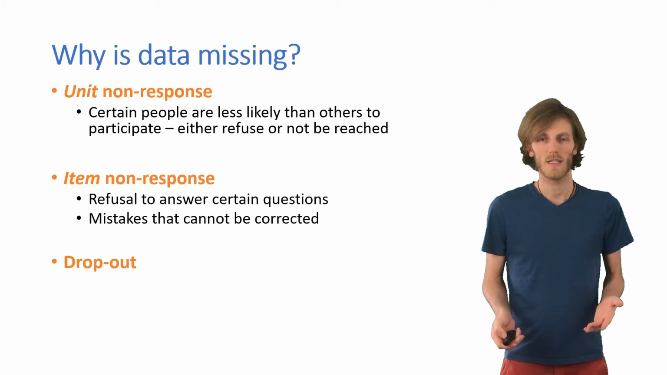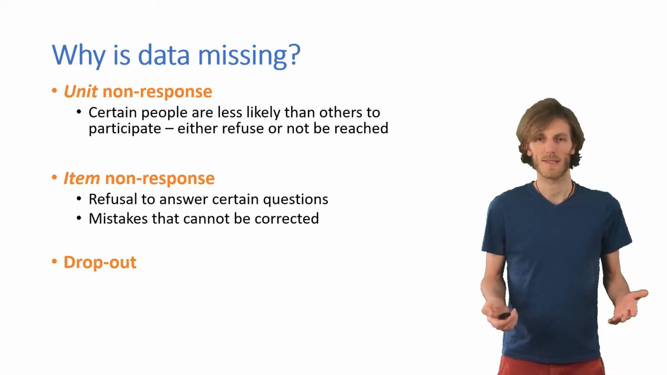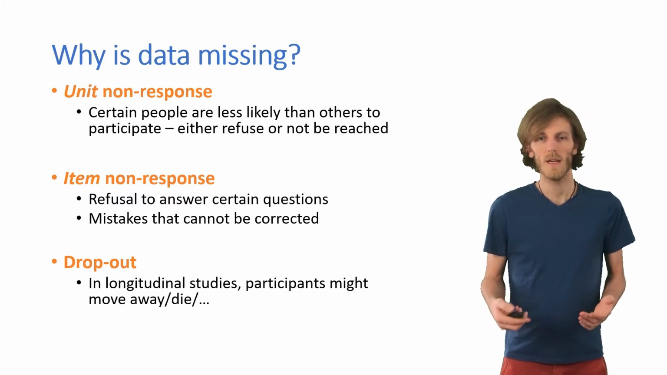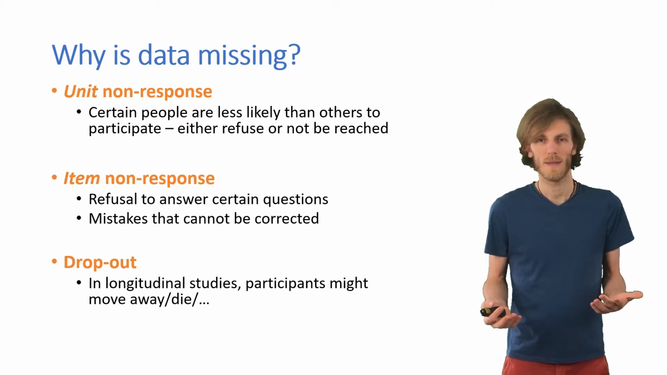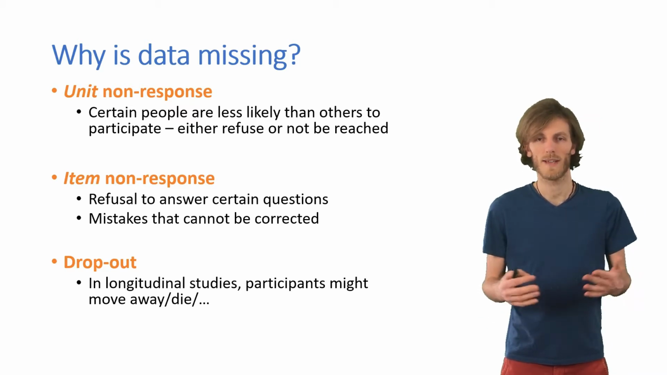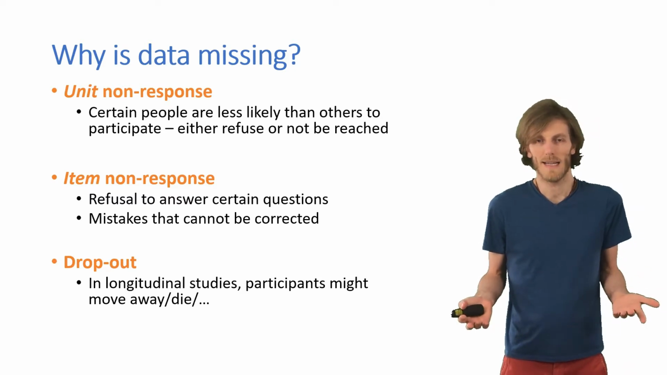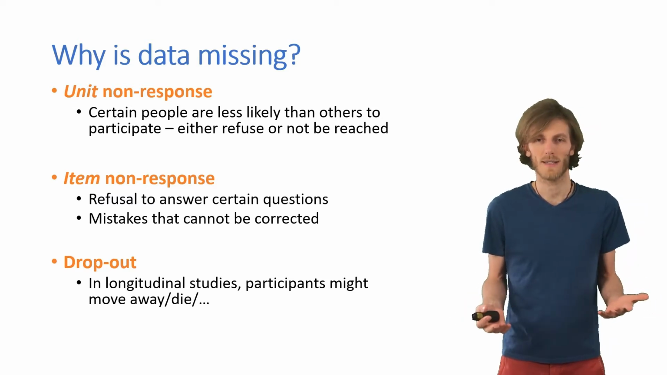And kind of a combination of the two is dropout. It's all about participants who start in your study and then don't complete it. So in longitudinal studies, that's quite an obvious problem. If I study some health intervention over a couple of years, some participants will move away, might die, might get tired of it, might change their contact details so we can't contact them anymore, so they might drop out at some point.